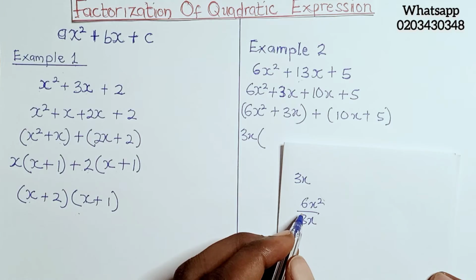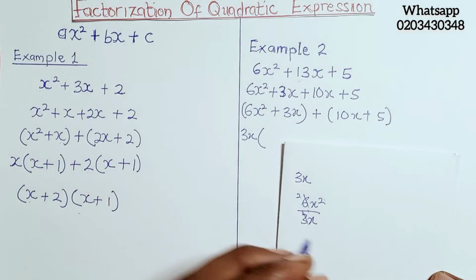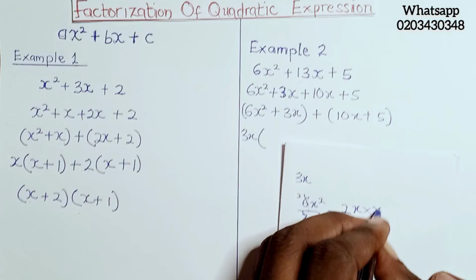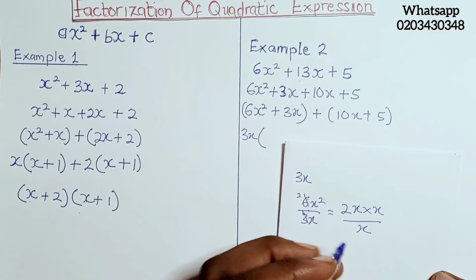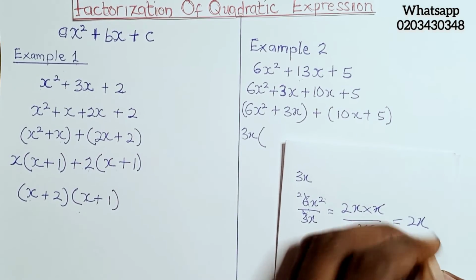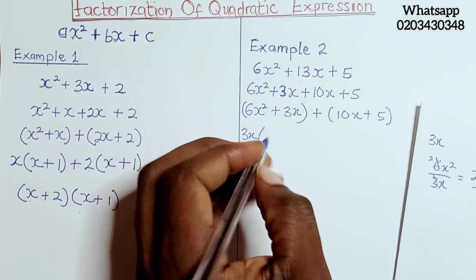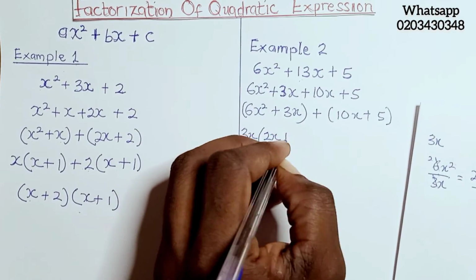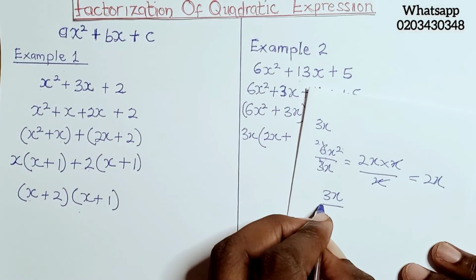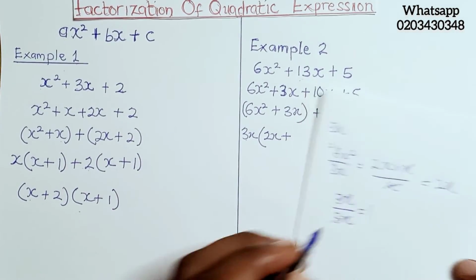So let's expand this further. 3 can divide itself 1, and divide 6 gives 2. So we have 2x, then we expand x squared over x, which will be x. So this x will cancel, leaving 2x. So I'm rewriting the 2x here plus the 3x divided by 3x, the common factor. This one gives us 1. So this one is direct.